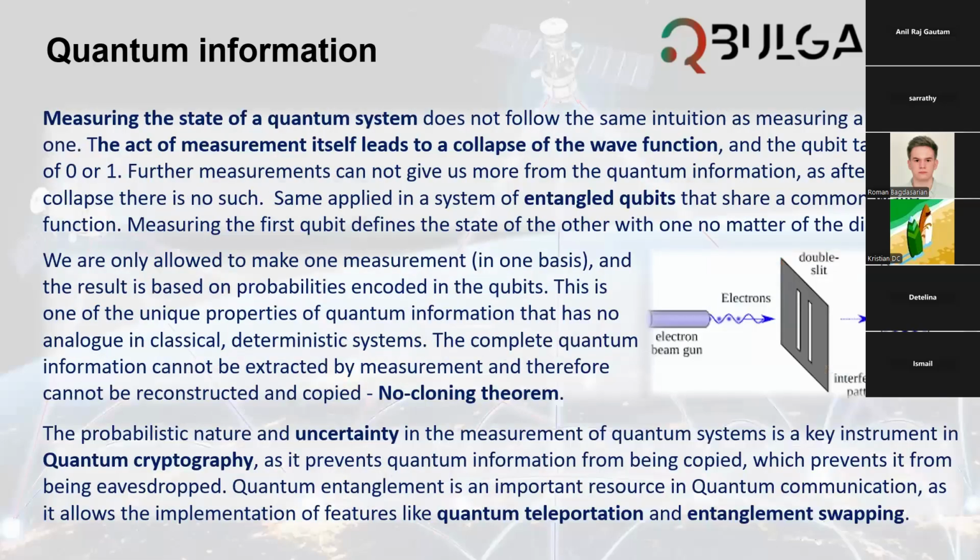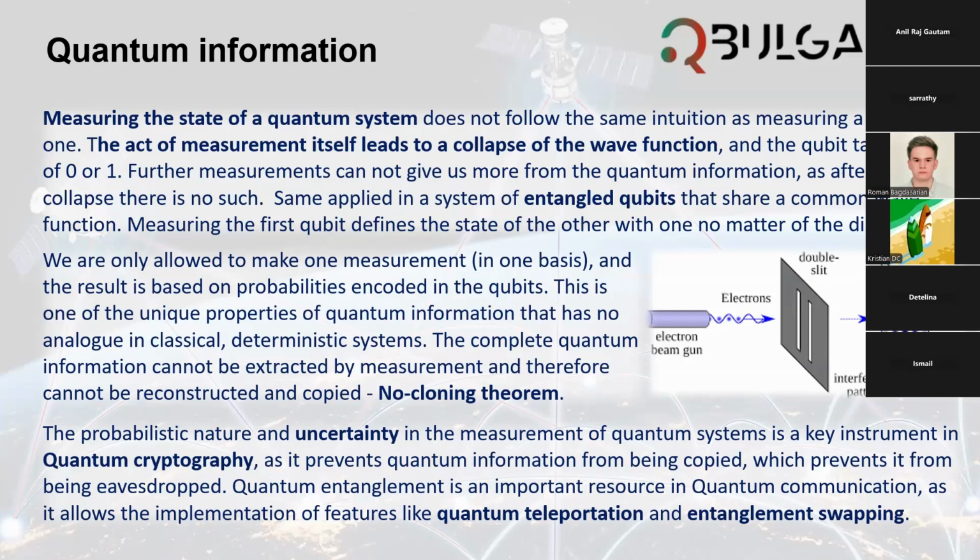This is one example of a Bell state. There are others. Measuring the state of a quantum system does not follow the same intuition as measuring a classical one. The act of measurement itself leads to the collapse of the wave function, and the qubit takes a state of 0 or 1, depending on its coefficients.